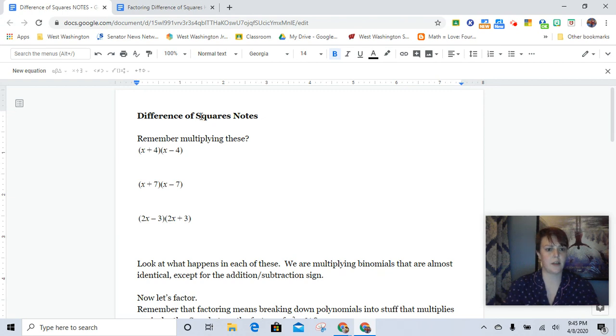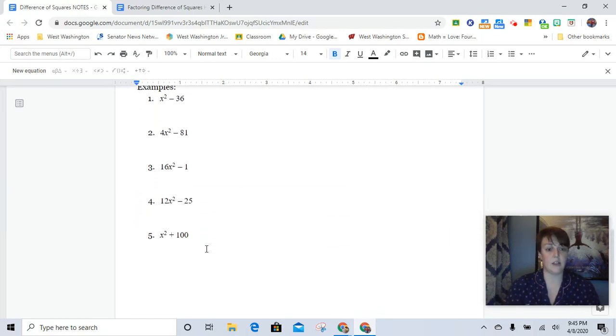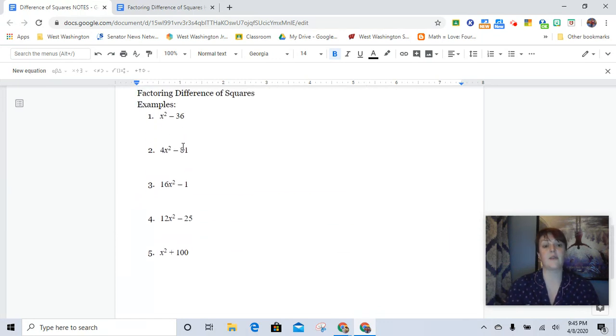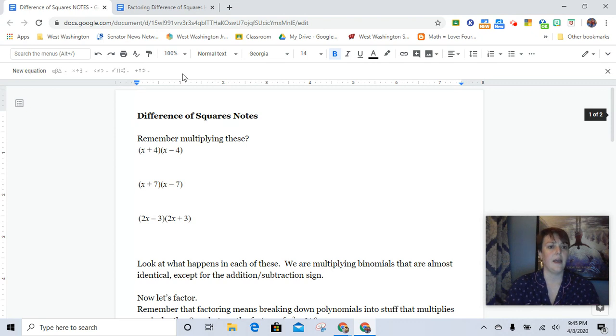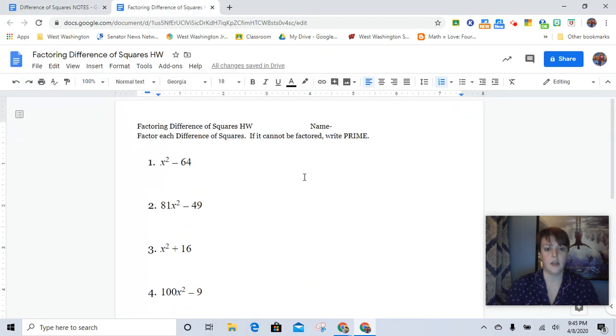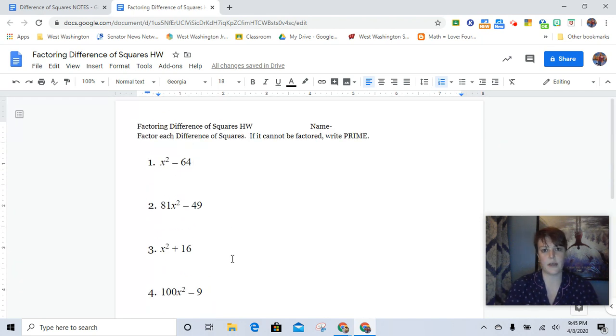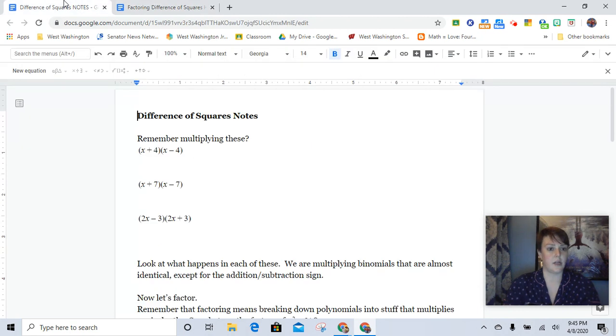So we have two documents here. We have the notes page that has pretty much everything I'm going to say, and then also some examples that we'll do together. I know that there's 5 of them. I promise it's not going to take that long. Once we get the hang of this, it's going to go super duper fast. Then you have 6 questions over here on your own worksheet. Again, these go pretty quickly, so let's get started.